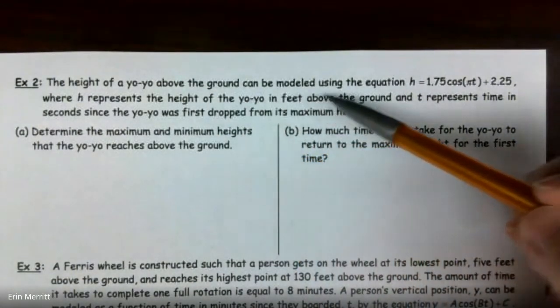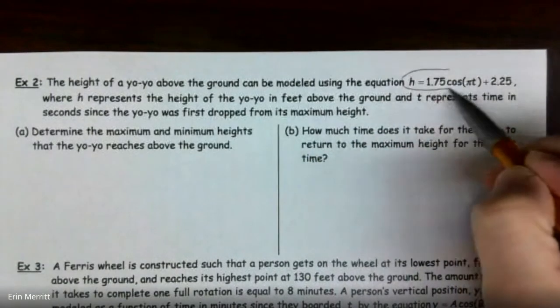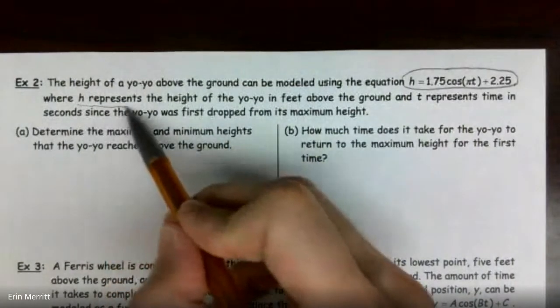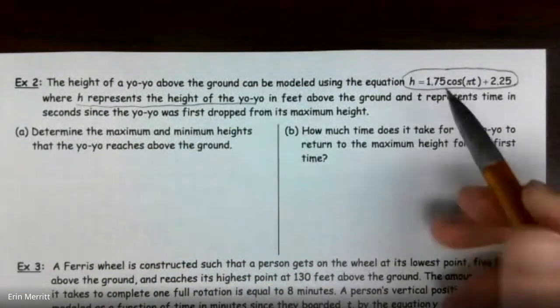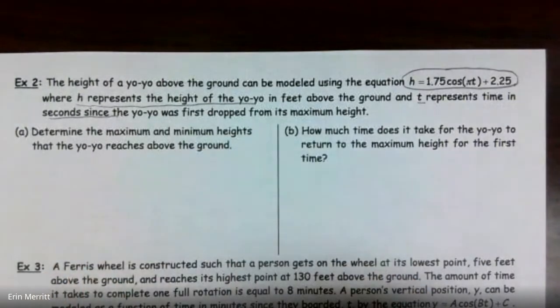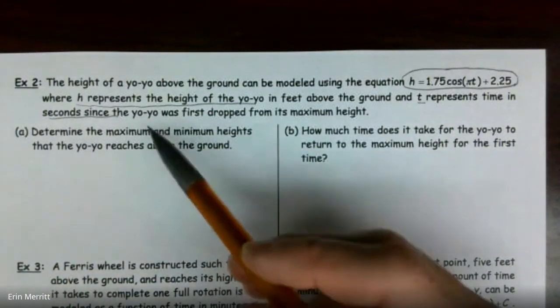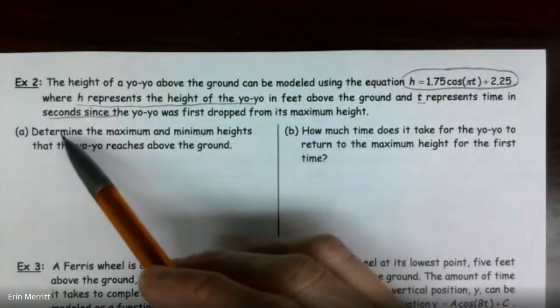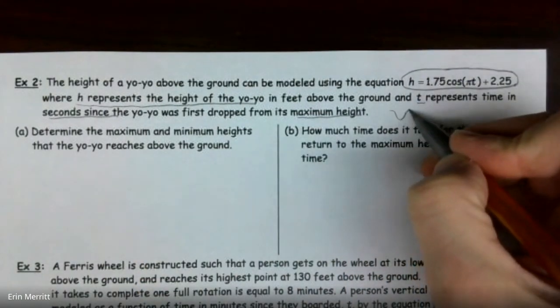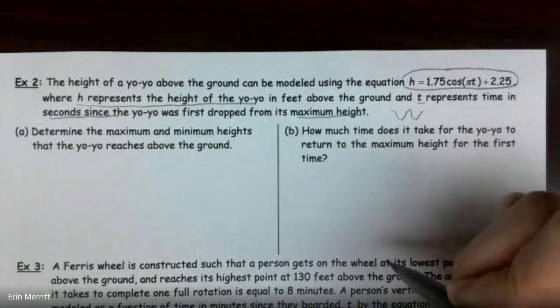The height of the yo-yo above the ground can be modeled using this equation. So instead of us creating the equation, it's given this time. H represents the height of the yo-yo in feet above ground. T represents the time in seconds since the yo-yo was first dropped from the maximum height. So it's going to start up here and drop down and come back up, and drop down and come back up. So you get the deal.